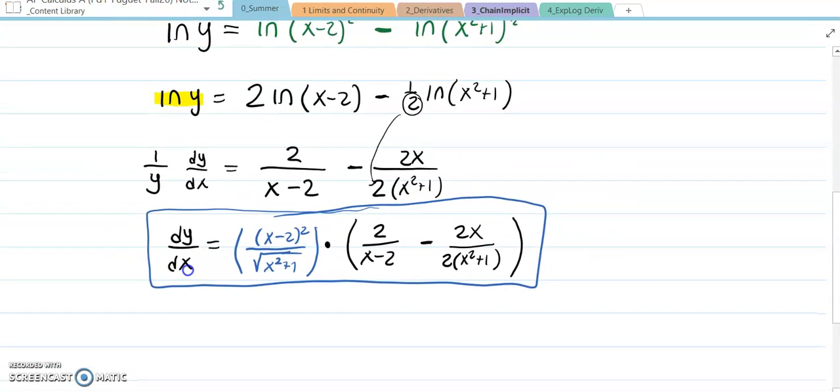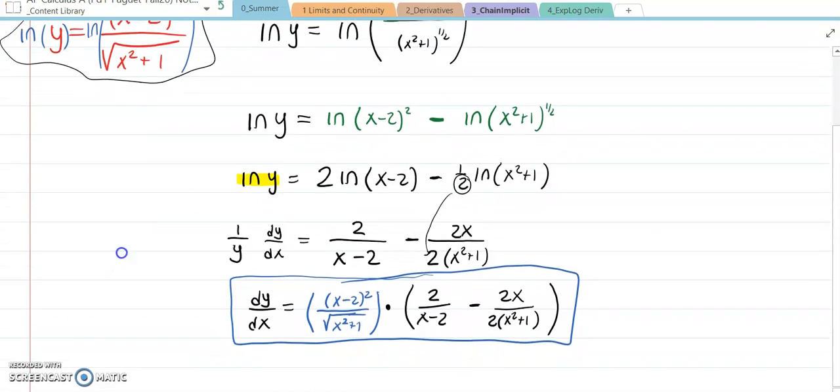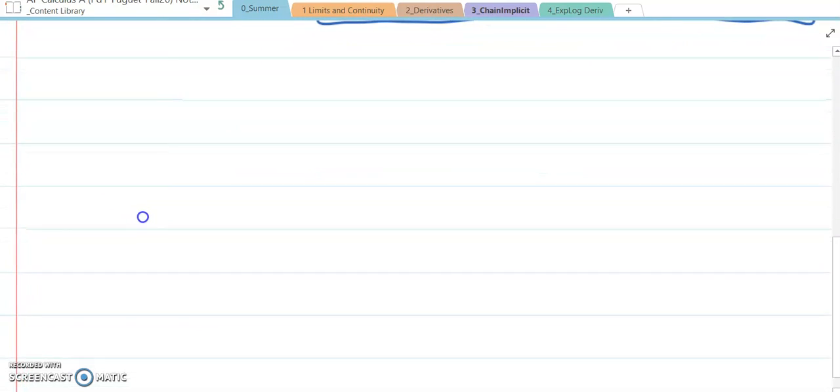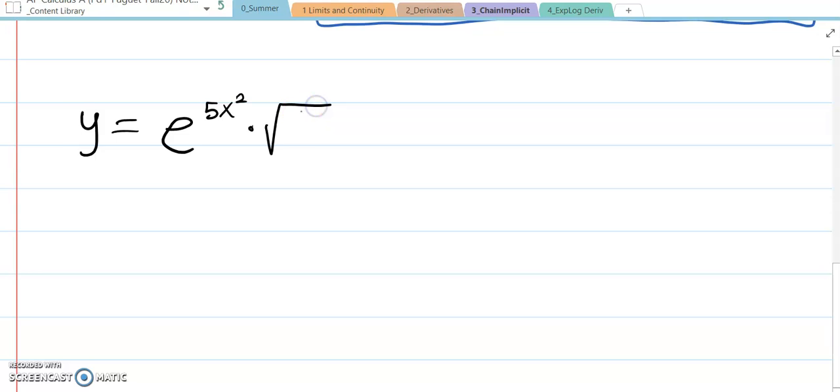So I'm going to give you one to try now. Based on this example, I'm going to have you try another one here. I'll have you pause the video to try it out, and then we will go back over it together. The equation here is y equals e raised to the 5x squared times the square root of 3x plus 7. Pause this video to take a moment to complete that.